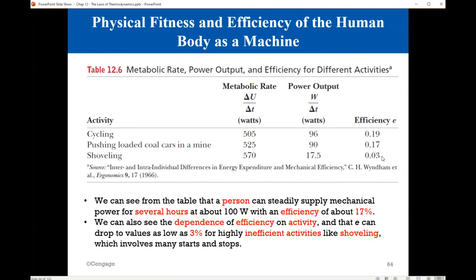Why? Because shoveling involves many starts and stops. Okay? It is very hard work. So the power output is 17.5 watts, while the metabolic rate is 570. Because of that, the efficiency is that low.